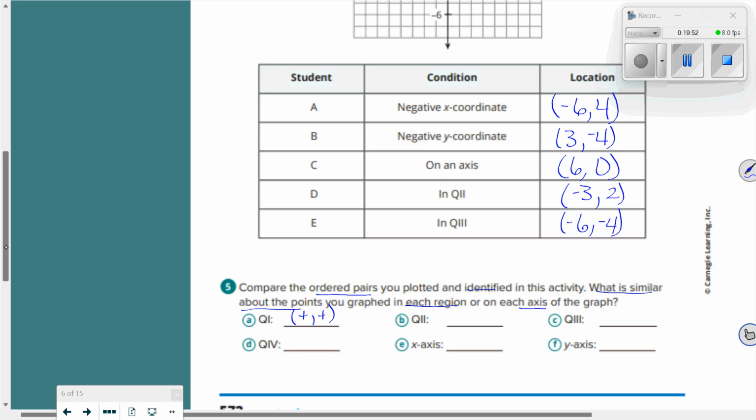What about quadrant 2? What did we notice about those points? Negative x, positive y. So that's the x-axis. That's positive. Okay. What did we notice about quadrant 3? They're both negative. What about for quadrant 4?